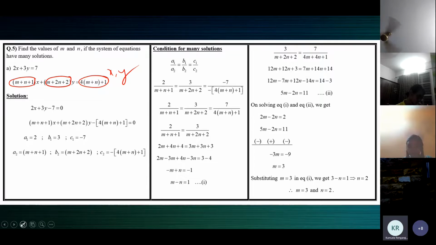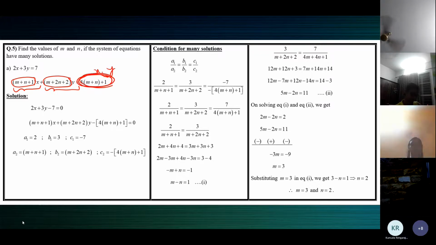I'll show you again. See here, this is the x term. This is the coefficient of x. This is the y term. And this is the coefficient of y. And this full thing is the constant. This full thing is a constant because there is no x or y in this. So this is the constant.